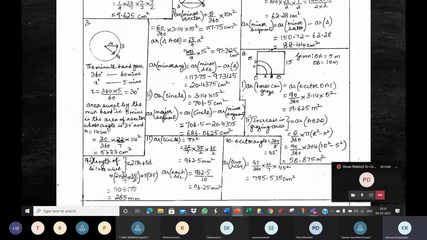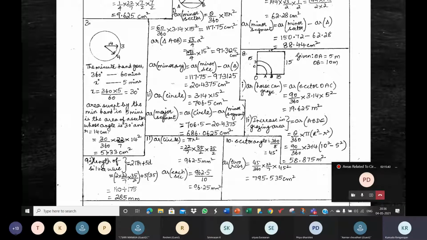In question number 9, a brooch is made with silver wire in the form of a circle. You can see the figure alongside. A brooch is made with silver wire. So wire is flexible, right? So you can bend it to any shape you want. A brooch is made with silver wire in the form of a circle with diameter 35 millimeter. The diameter of the brooch, it's a circular brooch and its diameter is 35 millimeter.